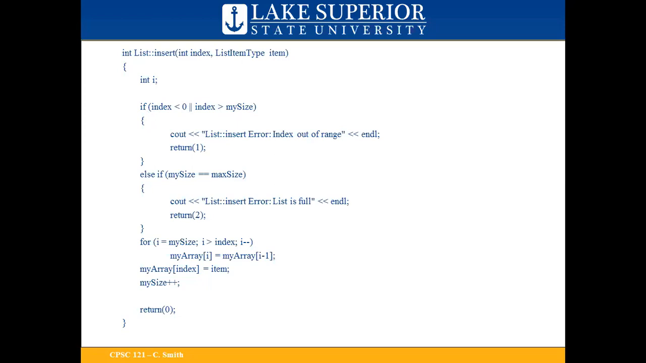My size, say 12, is 12 things in the list. Those will occupy indices in the array 0 through 11. So if the index that you're asking to insert at is greater than this, in my example, 12, it's out of range. You can only insert at 0 through 12. So we produce an error and we return 1.